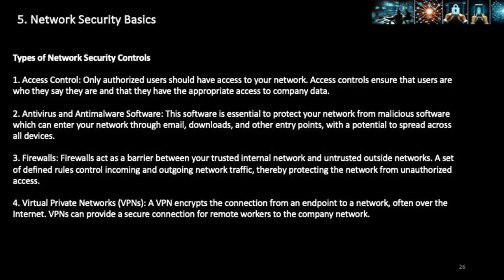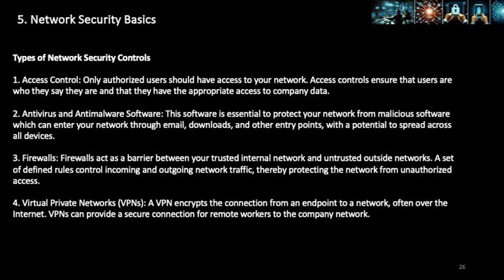1. Access control. Only authorized users should have access to your network. Access controls ensure that users are who they say they are and that they have the appropriate access to company data. 2. Antivirus and anti-malware software. This software is essential to protect your network from malicious software which can enter your network through email, downloads, and other entry points, with the potential to spread across all devices.